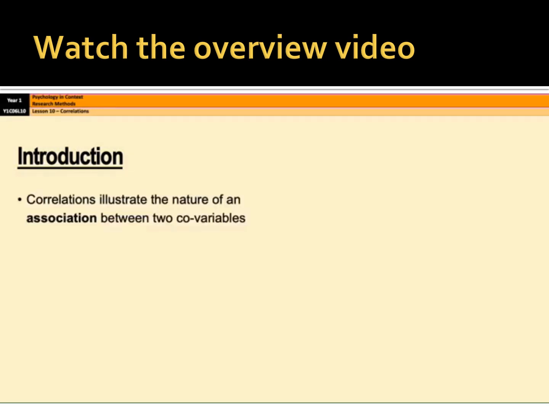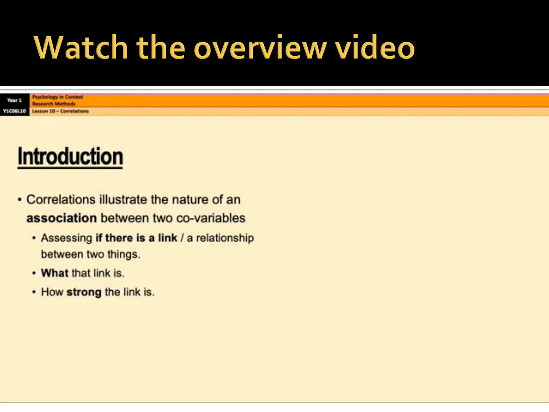Okay, so correlations are a type of research method that illustrate the nature of an association between two covariables. Okay, so what that means essentially is that it looks at if there is a link or a relationship between two things. Okay, it looks at what that link is, and it also looks at how strong that link is.